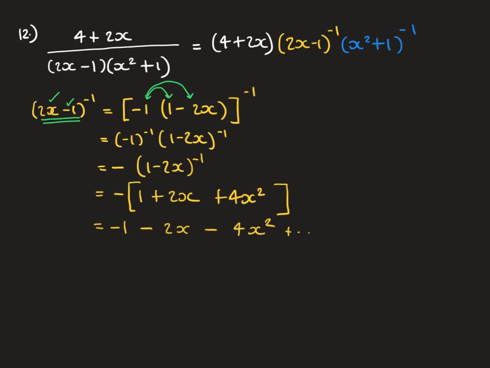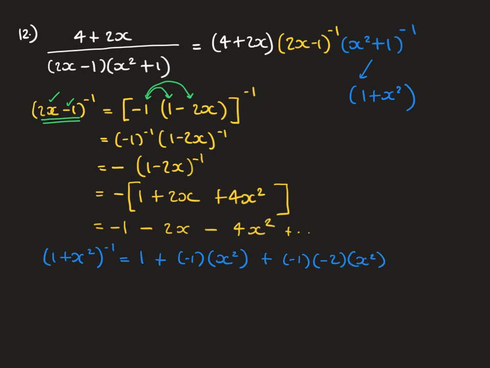So that's that part, and then the blue part, of course, we could rewrite as 1 plus x squared rather than x squared plus 1. So that's already in the correct format, 1 plus x squared to the negative 1. So that just gives me 1 plus n, and instead of x we have x squared, plus n(n minus 1), x squared, all squared, so our x term has to be squared, all divided by 2 factorial. Simplifying this gives me 1 minus x squared plus x to the power of 4. So I've got my first three terms of this part.